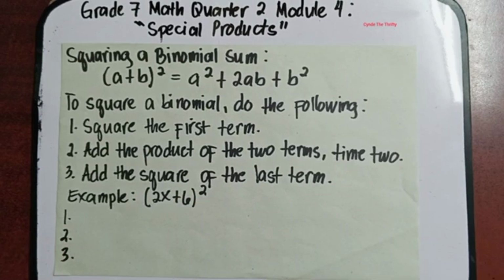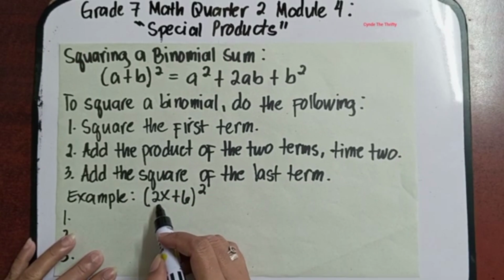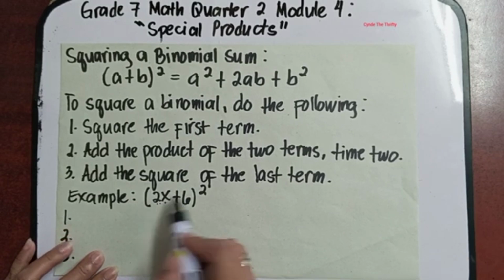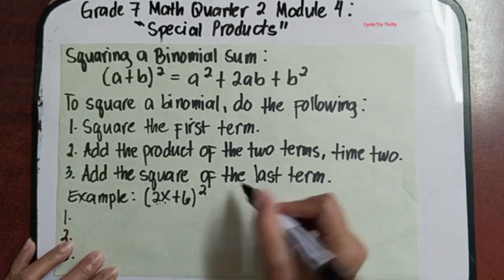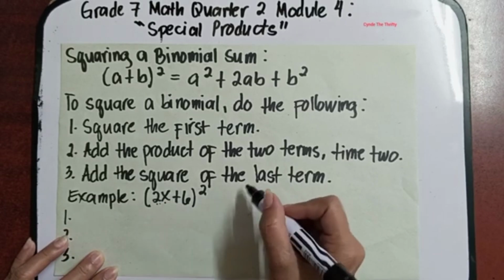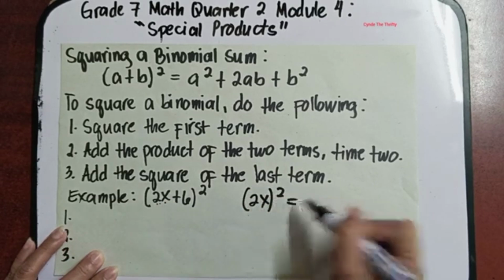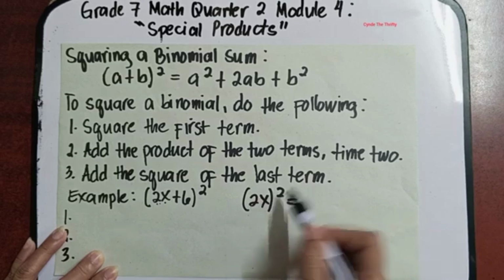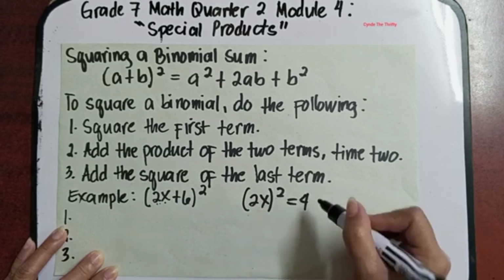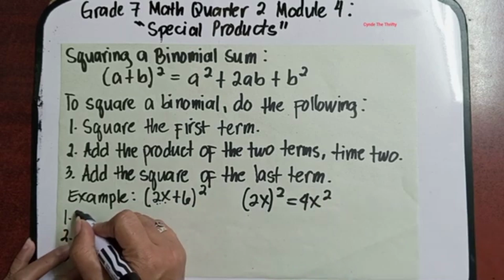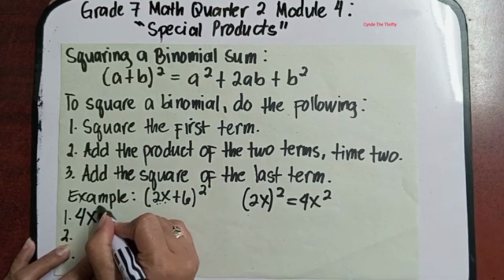First, ang first step natin is, square natin ang ating first term. Ang first term natin is 2x squared. So, si 2x kapag squared natin si 2x, so 2 squared is 4, then x squared is x squared. So, ang sagot natin sa number 1 is 4x squared.